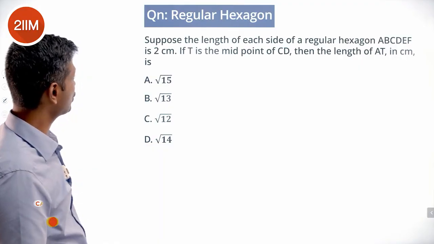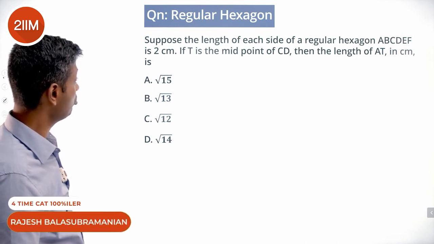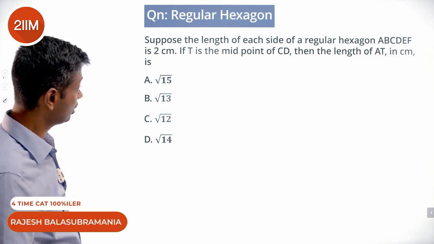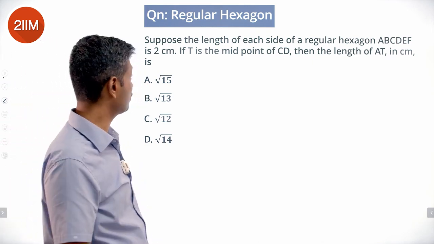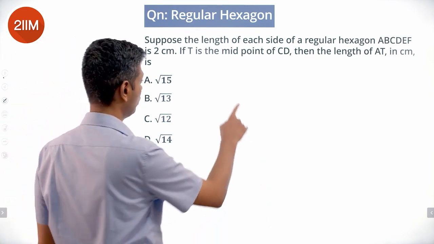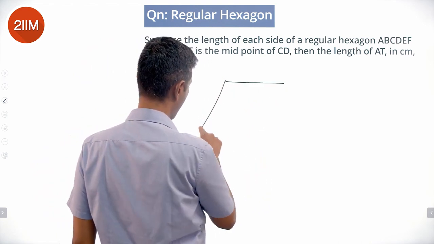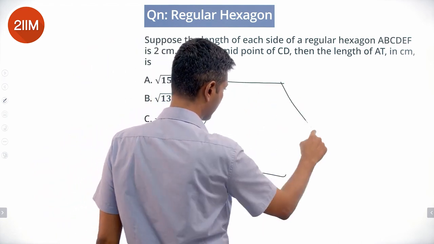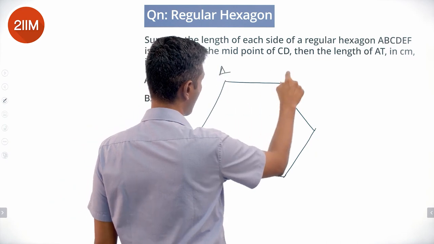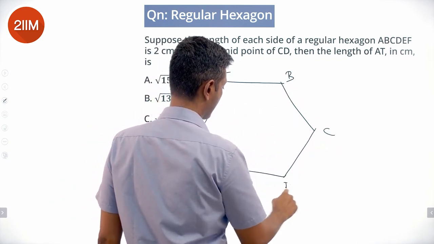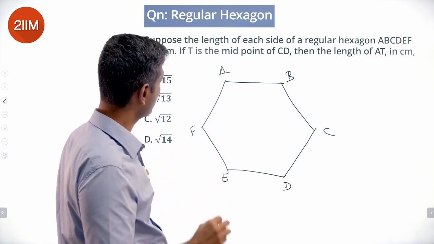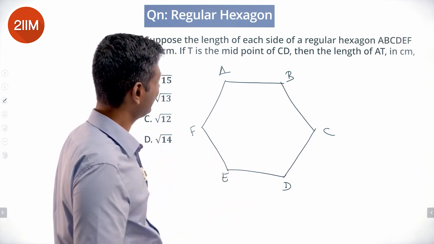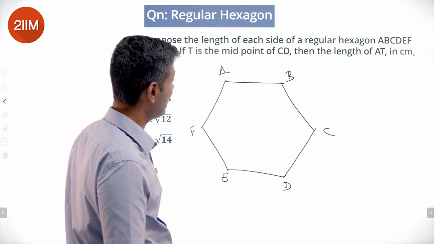Suppose the length of each side of a regular hexagon ABCDEF is 2 centimeters. T is the midpoint of CD. Then the length of AT in centimeters is? Excellent question. Regular hexagon, each side measures 2. T is the midpoint of CD. We want the length AT in centimeters.